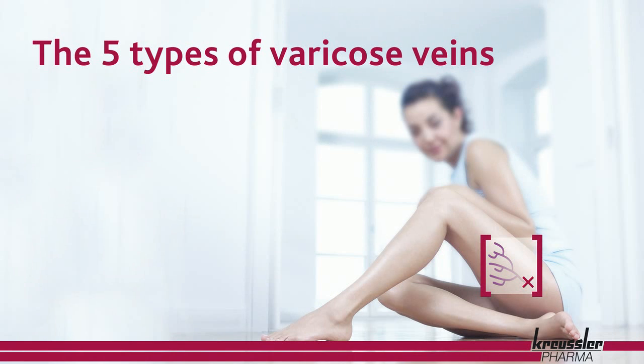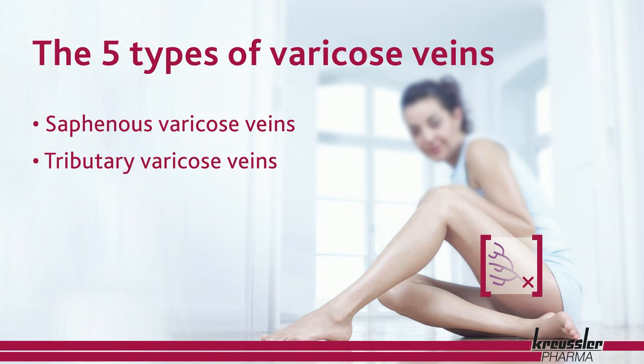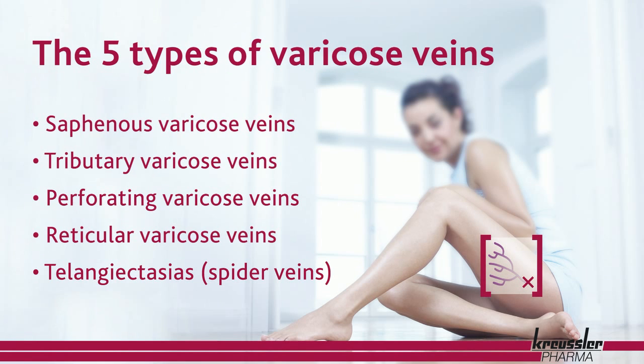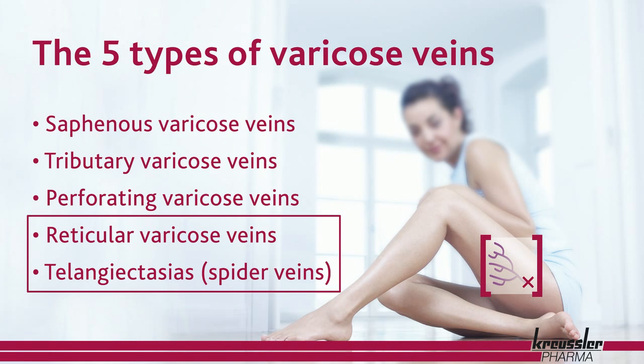Varicosis is a degenerative disease of the superficial venous system, with pathologically enlarged and tortuous veins, so-called varicose veins. We distinguish between 5 types of varicose veins: saphenous varicose veins, tributary varicose veins, perforating varicose veins, reticular varicose veins, and telangiectasias. In this film, we will concentrate on telangiectasias and reticular varicose veins, which are classified as C1 varices according to the CEAP classification, and which are seen in approximately 60% of all adults in Germany.